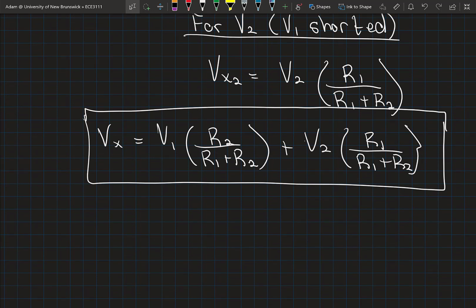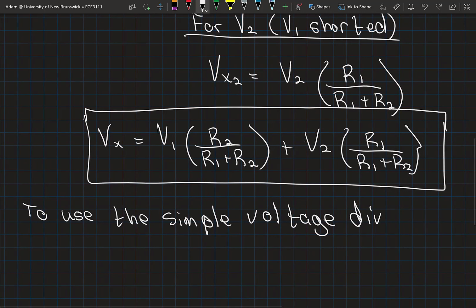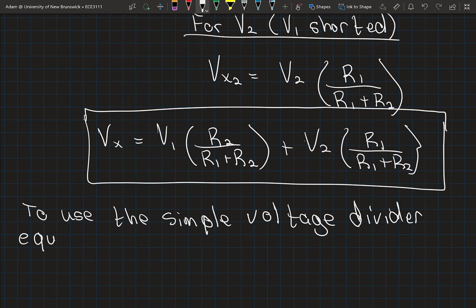To use this, just a thing to remind ourselves of, to use the simple voltage divider equation, even like the first version of it that we used.